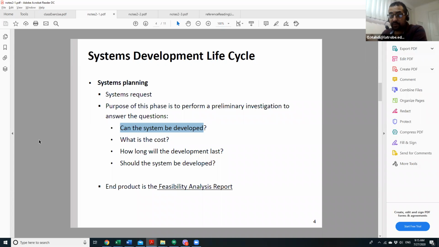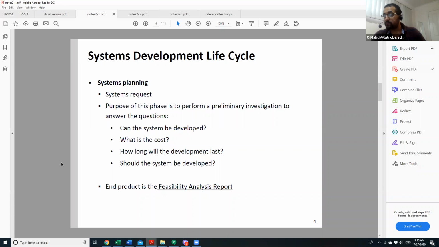Can the system be developed? The cost? How long will the development last? Or should the system be developed? The output of this phase, when you are done with it, is the end product, which we call the feasibility analysis report.